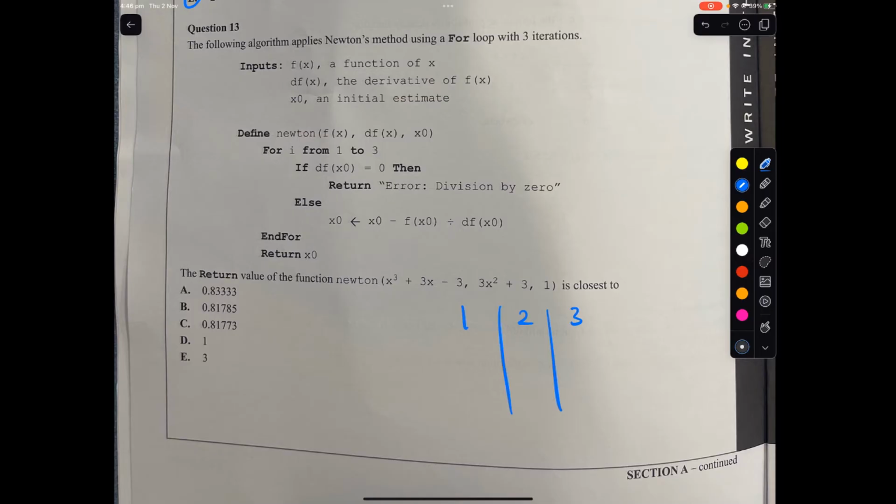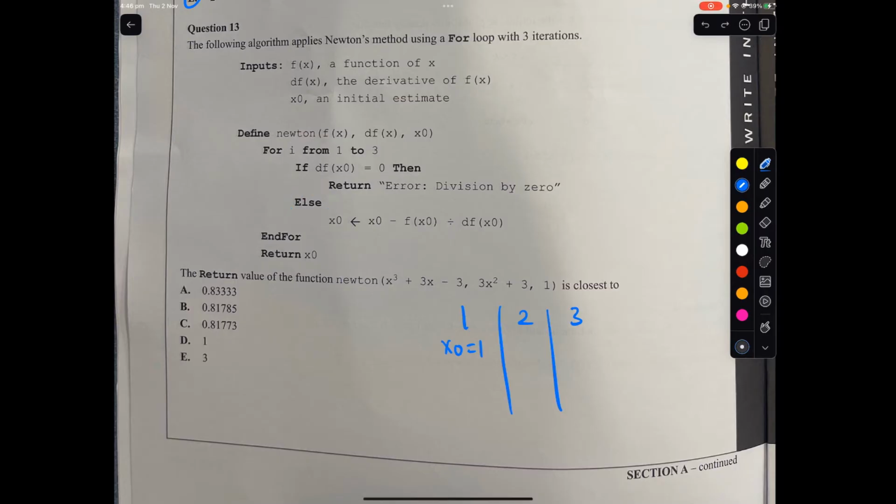So we know that x naught is 1, as it's shown here. Yes, x naught is 1. Let's use the formula. If dx, well, x naught is actually 1, so it shouldn't equal. If I subbed in 1, it will be -3, so it's not zero. So we can move on to this else.